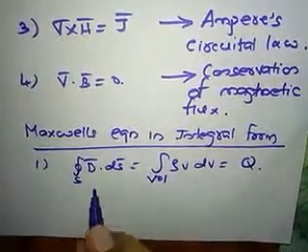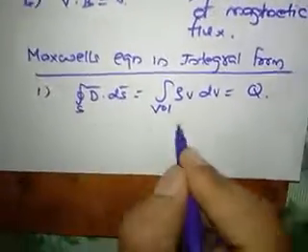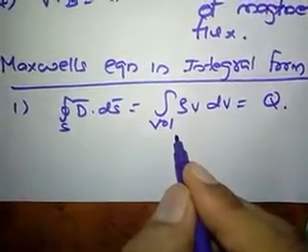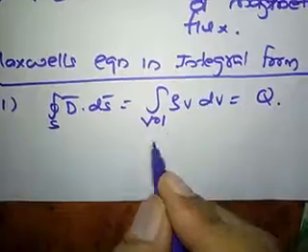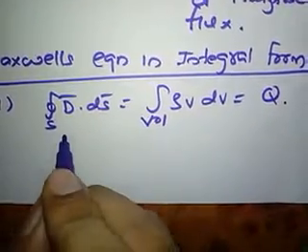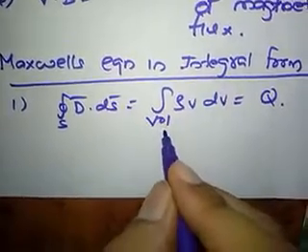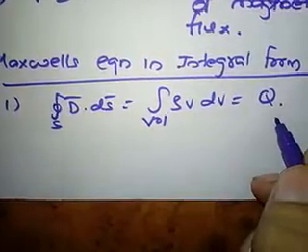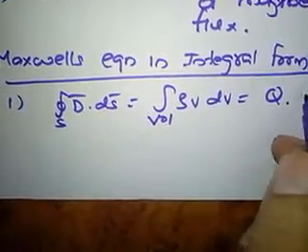Right. So what is the equation here? The surface integral is converted into a volume integral. So this is the equation which relates the surface integral to the volume integral. Surface integral of D bar dot dS bar is equal to volume integral rho v dv, that is equal to Q. This is the divergence theorem.